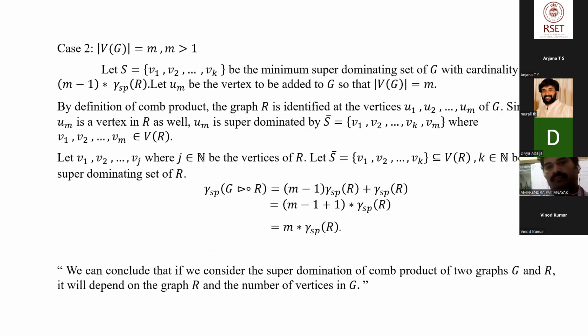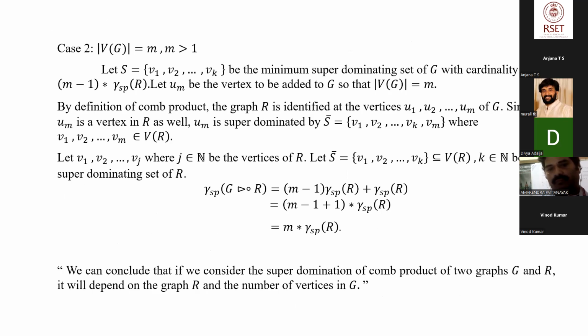So generally, this is a detailed proof. In general, we can say that if we consider the super domination number of the component of two graphs, it will entirely depend on the graph R and the number of vertices in G.